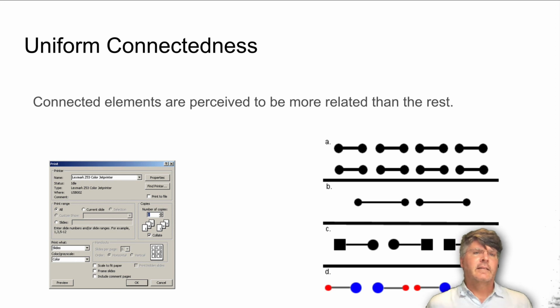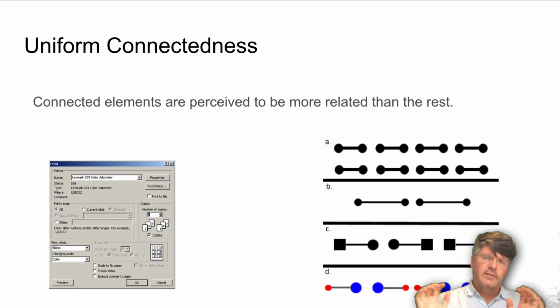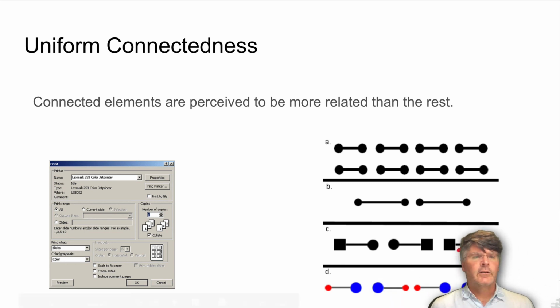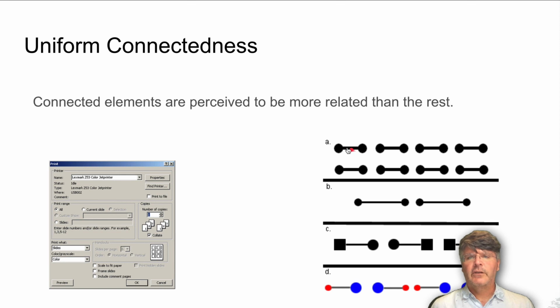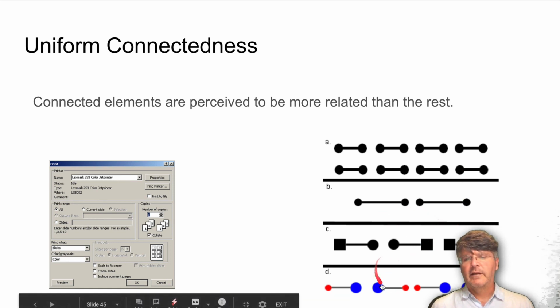Uniform connectedness says that connected elements are perceived to be more related than the rest. So if you connect two things, they're going to be related. Intuitive, right? Over here, you can see these two circles are really close to each other, more than these ones, and than these two here, which are connected, yet obviously we see these as related. So this is one thing, this is another thing, this is another thing. Similarly for all these, even down here, these two things are one thing, even though they're different sizes and colors. And these two are exactly the same size and color. We don't see these two blue circles as one thing. We see this whole thing as one and this whole thing as one because of the line.